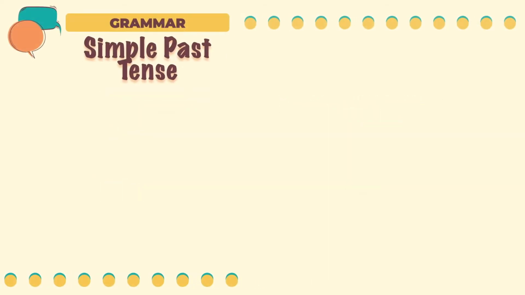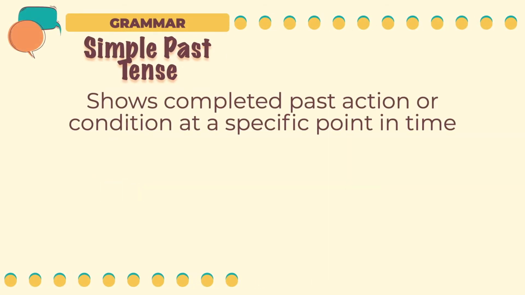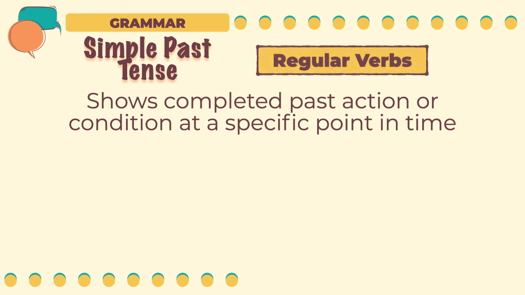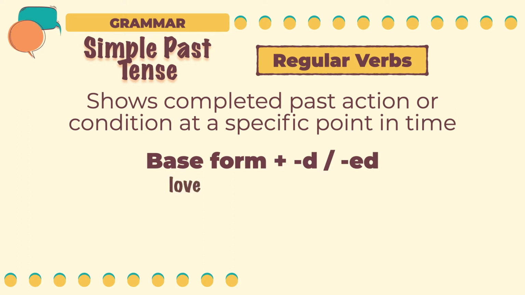The simple past tense shows completed past action or condition at a specific point in time. It means that the action happened before now. If we have a regular verb, we form the verb in the simple past tense based on this formula: base form of the verb plus D if the verb ends in E, or ED if the verb ends in a consonant, and Y. For example, the verb love ends in E, so we only have to add D. Therefore, the past tense is loved.